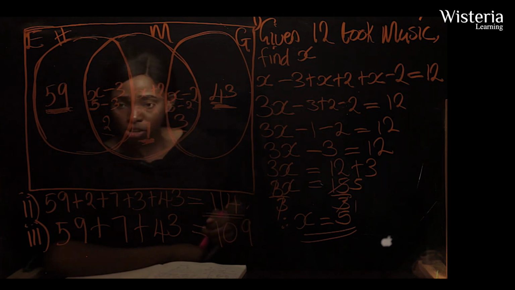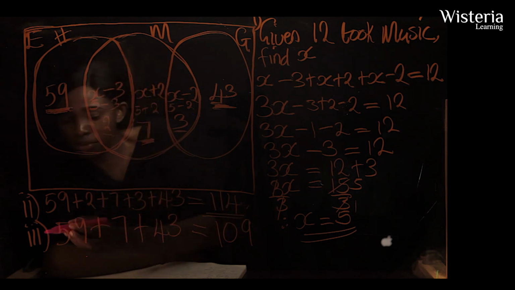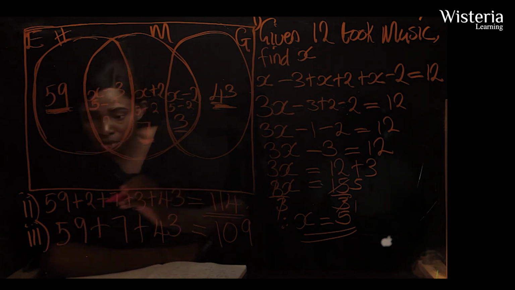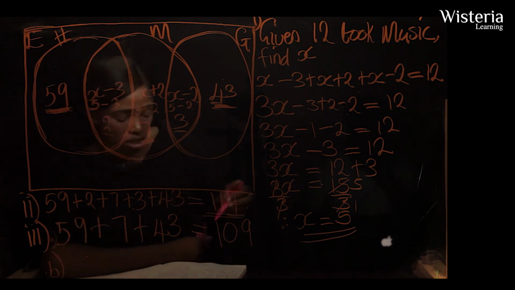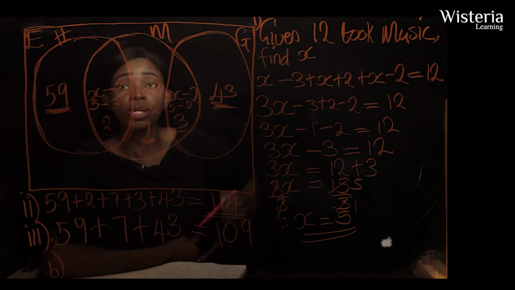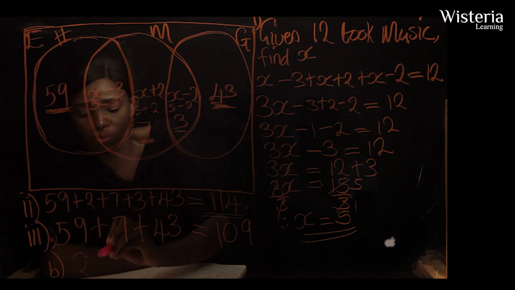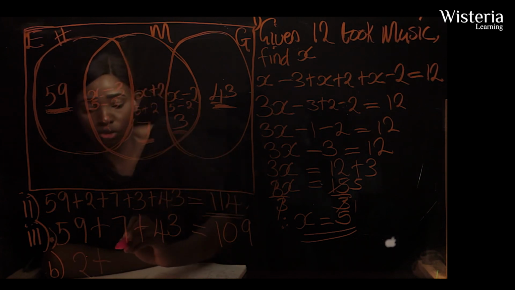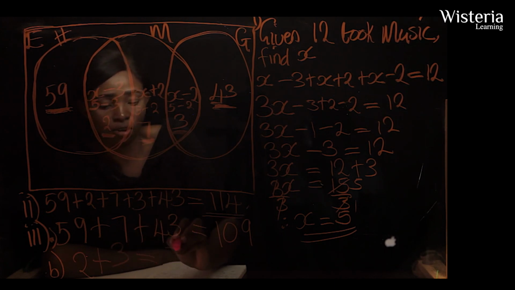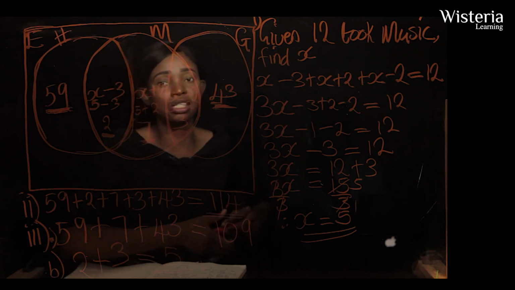Then the last question, B: how many learners took two optional subjects only? We get where our intersection sets are. We have 2 here, so it will be 2 plus, again, we come here where we have an intersection, 2 plus 3, which will give us 5. So 5 learners took 2 optional subjects only.